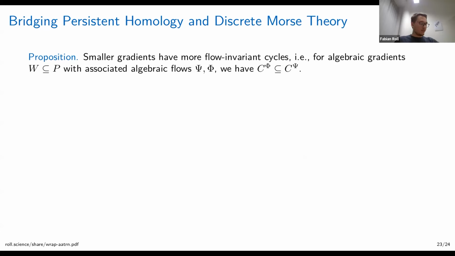Last technical slide, I promise. So there are a bunch of general insights we made that lead to our main theorem. And the first insight is that smaller gradients have more flow invariant cycles, which is to say that if you have an algebraic gradient W and P, and you should read P to be the reduction gradient, then the cycles that are flow invariant with respect to P are also flow invariant with respect to W.